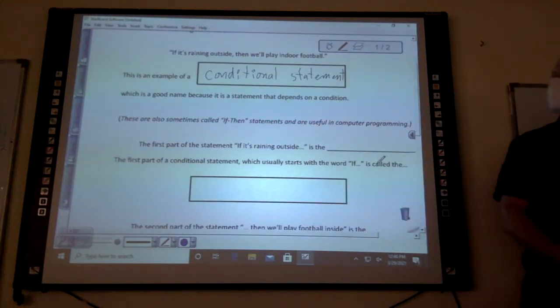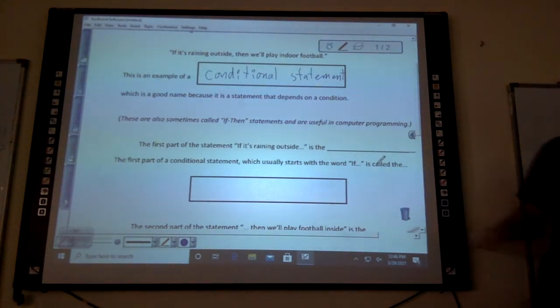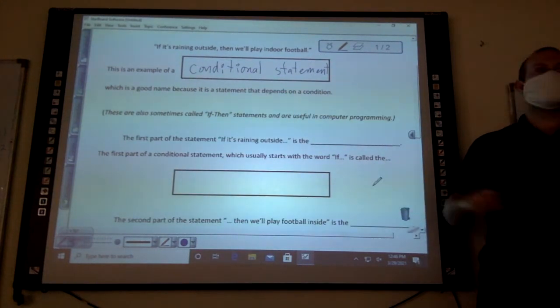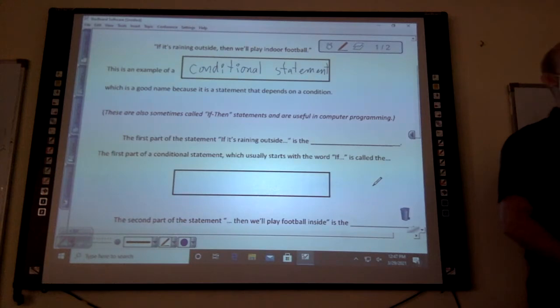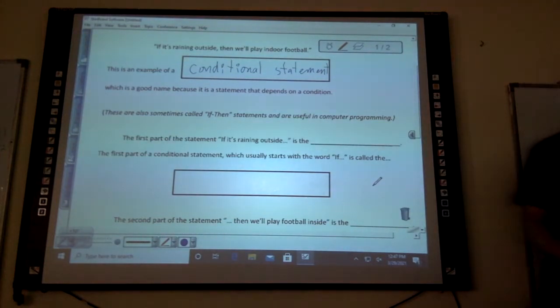So this is a good name because this statement depends on a condition. You've probably heard these if-then statements. If it is someone's birthday in my class, then that means it's a special day, right? So this is an if-then statement. I'm assuming no one here has done any computer programming. Anyone who wants to be a computer game designer, you deal with if-then statements.